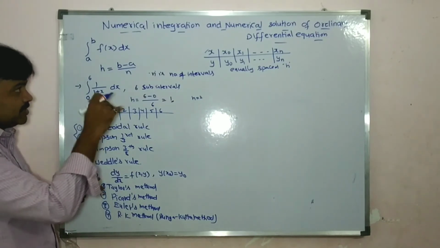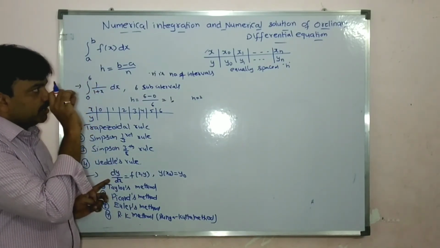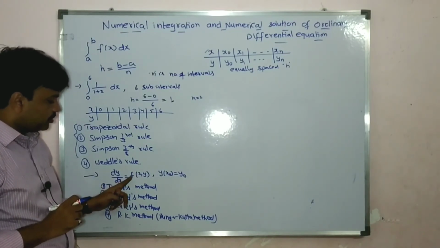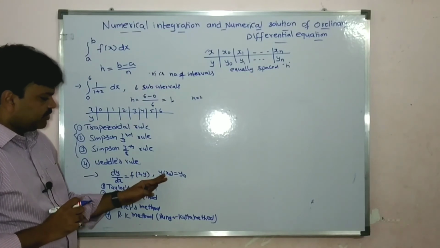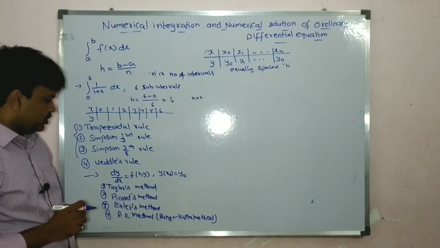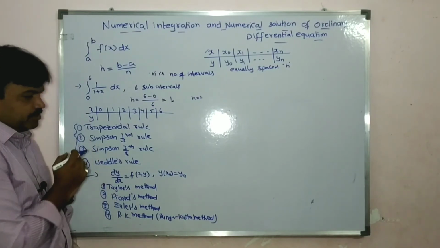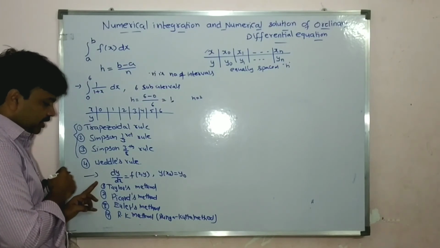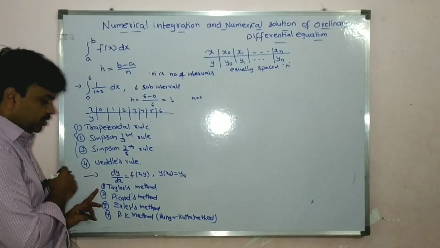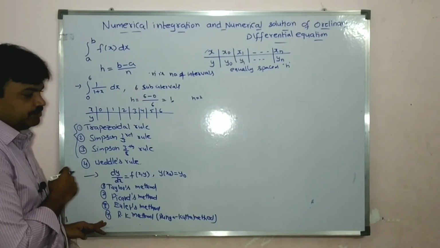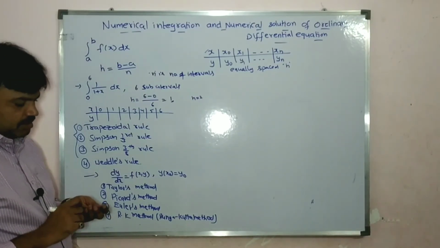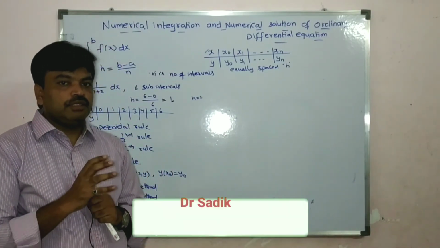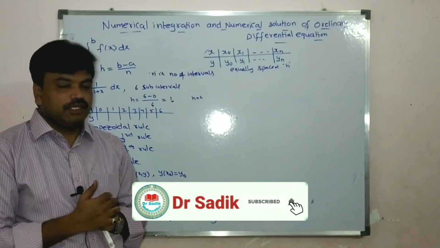Once again, students, what is the second part? Numerical solution of ordinary differential equation. The ordinary differential equation form is dy by dx equal to f of x, y. Some conditions are given, y at x0 is equal to y0. To solve such an equation, we have certain methods: Taylor's method, Picard's method, Euler's method, and RK method. This is a brief concept of numerical integration and numerical solution of ordinary differential equation.